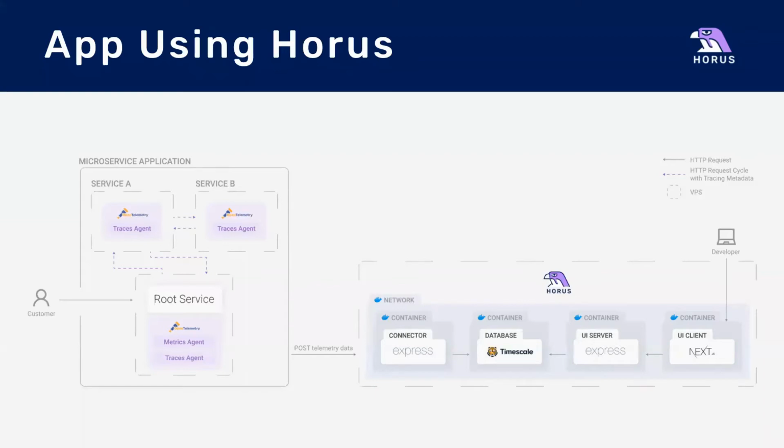So on the left-hand side, you have a general microservice application that has a root service. So it's that box with those 3 services to the left. And those services post telemetry data to the Horus infrastructure that's on the right. So Horus runs on a single VPS that has a Docker network. And within that network has 4 Docker containers with each component communicating between themselves. But there's a lot of information. So let's break this down piece by piece and understand how this works.